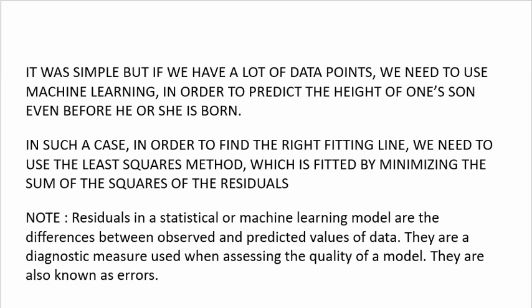For example, in the last lecture we observed that the model had 96% accuracy. That means we have 4% residuals, so they are known as errors.